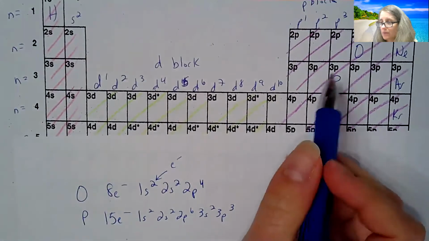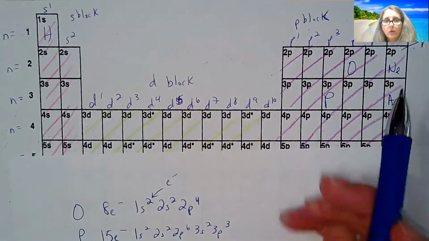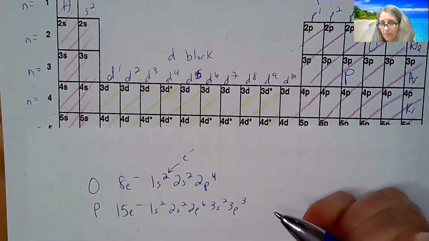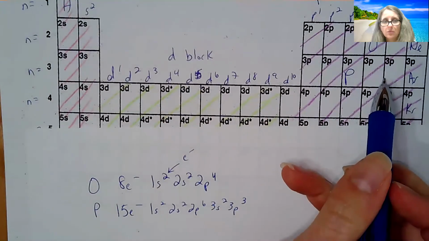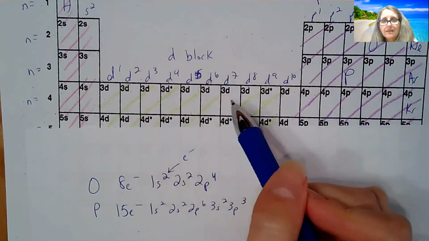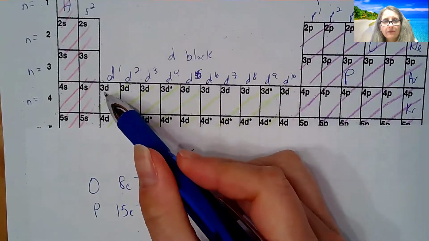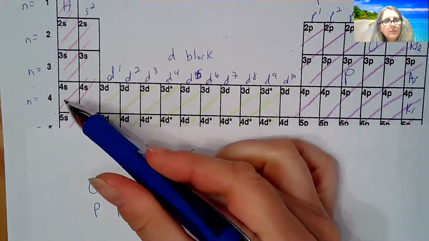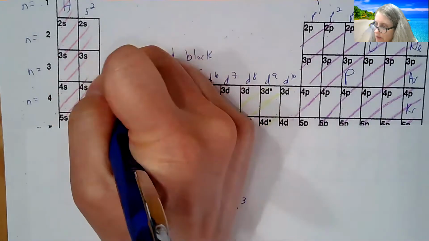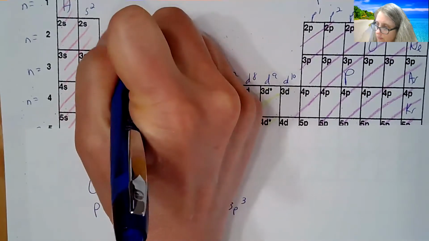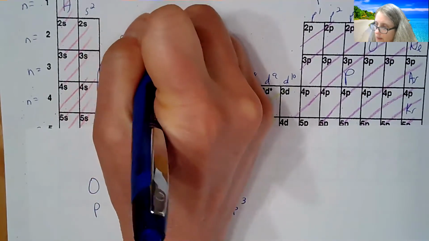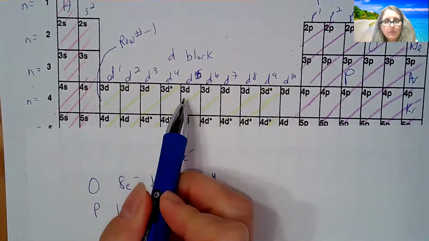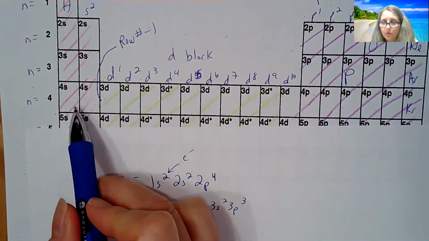And you might be asking right now, well, everything seems to be going in order. Well, this is where things stop being in order once I get past this row. So please recognize the D block all have a 3 in front of them, but they're in the 4th row. So what I want you to do is write an arrow, and write down row number minus 1. So the D orbital shows up after the 4s.